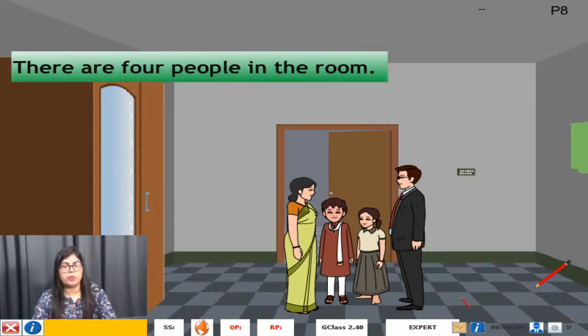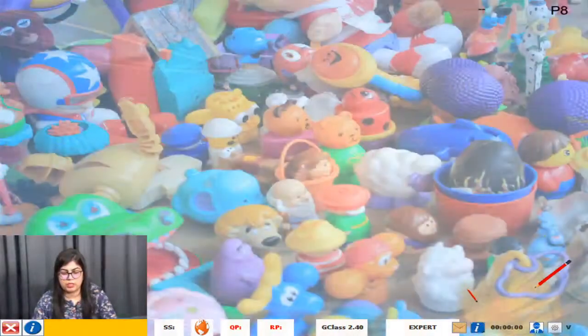Then there are some people here. So, there are 4 people in the room. How many people are there? 4 people in the room. It's talking about the noun people. It's clarifying the noun people. So how many? 4 people.